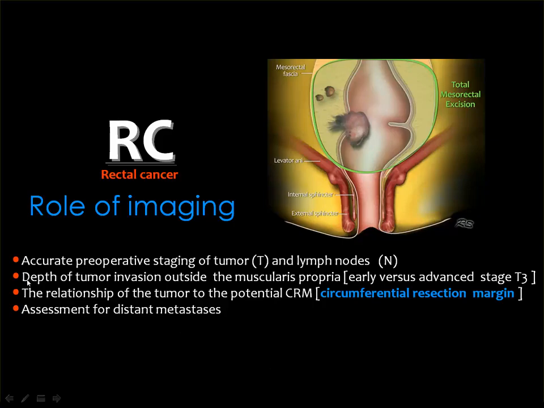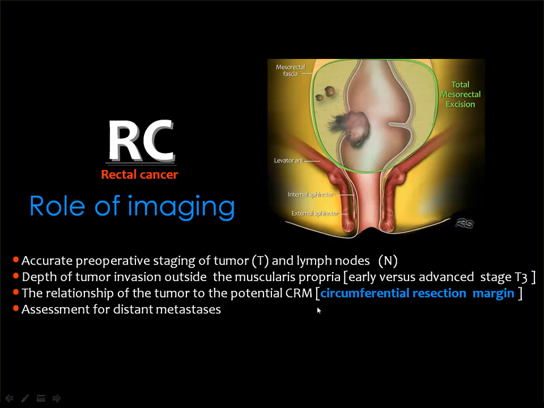Then this is a very important issue: to detect the depth of tumor invasion outside the muscularis propria, which will affect the stage of the tumor. Then you detect the relationship between the tumor and the potential circumferential resection margin.